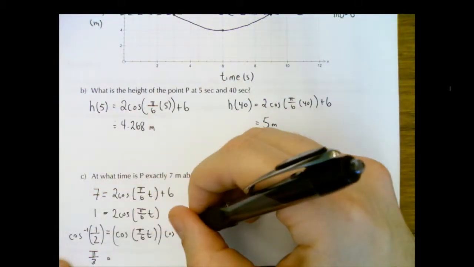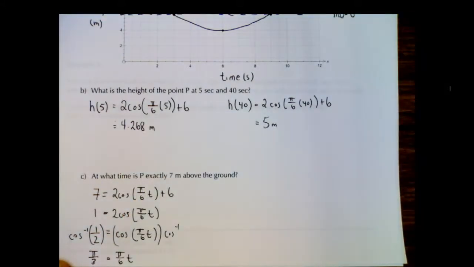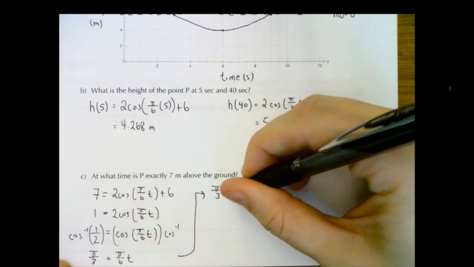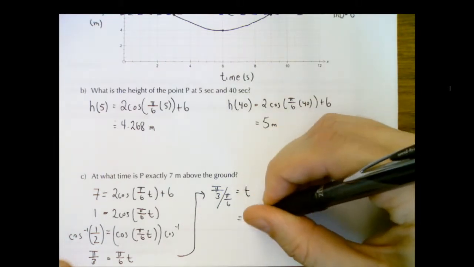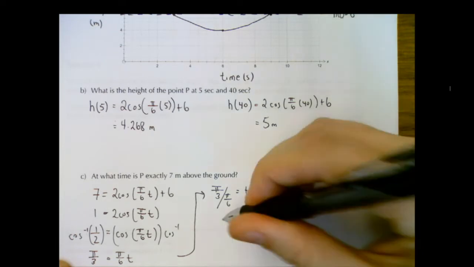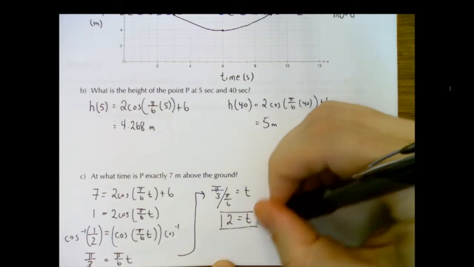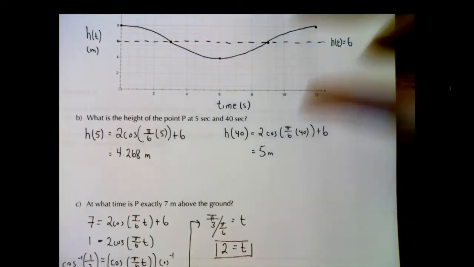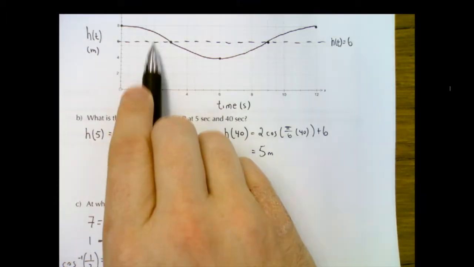And on this side, cosine inverse of cos is just whatever the input is, which is pi over 6 times t. So something times pi over 6 gives us pi over 3, and we can find that by dividing. Pi over 3 divided by pi over 6 would give you 2. So at time 2, we are 7 meters above the ground. So let's go compare this up here with our graph. At time 2, boom, 7. Yeah, it looks pretty close on our sketch here.